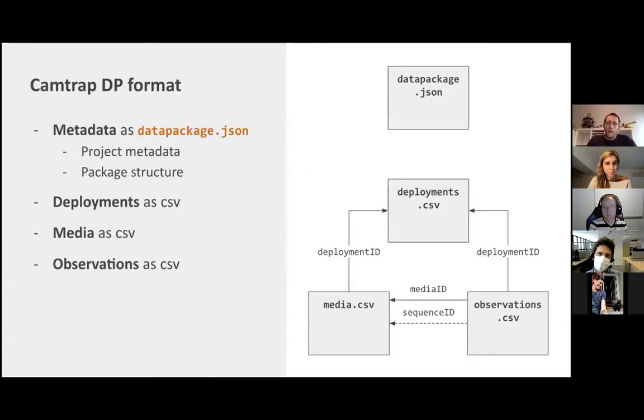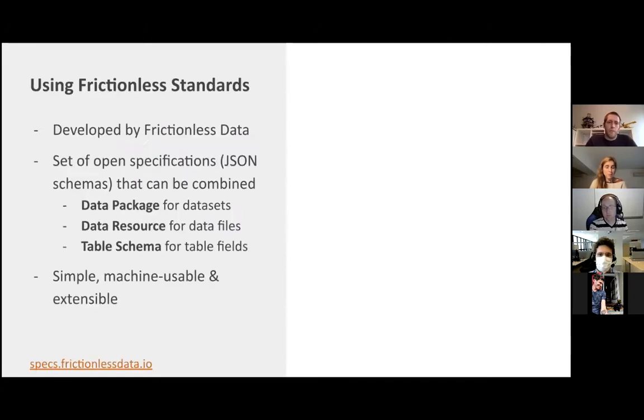The way we format that data is something that you will recognize as a Frictionless Data Package. So the metadata is stored in the data package JSON file, where we also store the project metadata. And then we have 3 CSV files: the deployments, the media that were captured in those deployments, and then the observations based on those media files, with a number of identifiers between those 3 files. A number of foreign keys between those files.